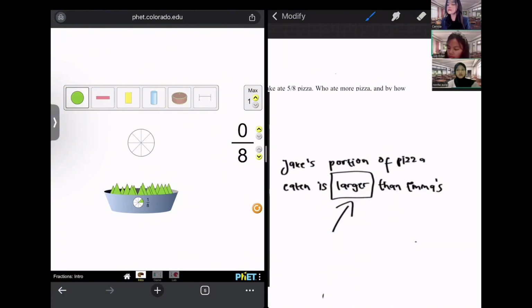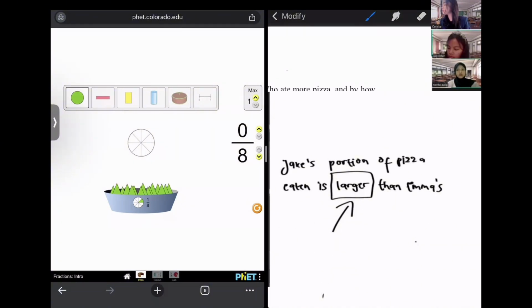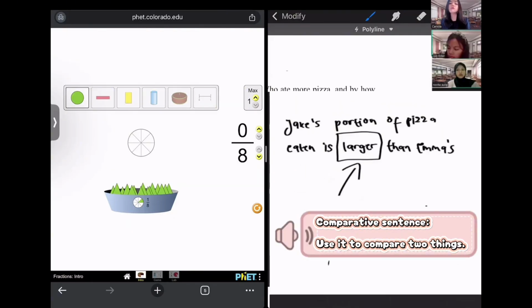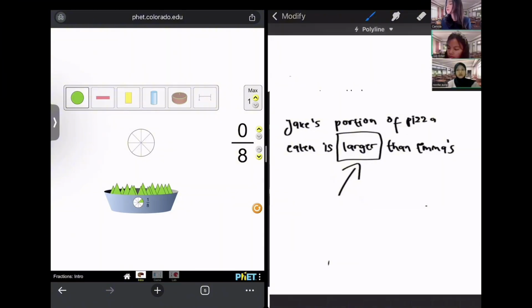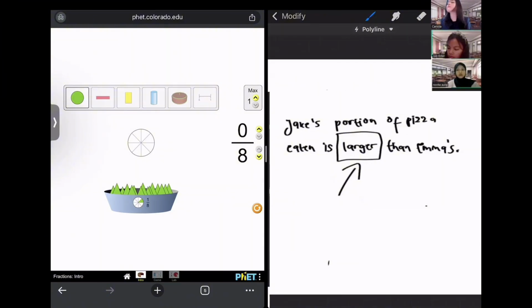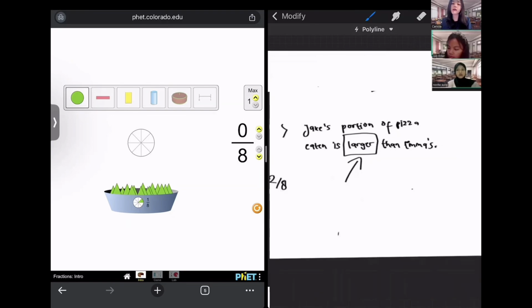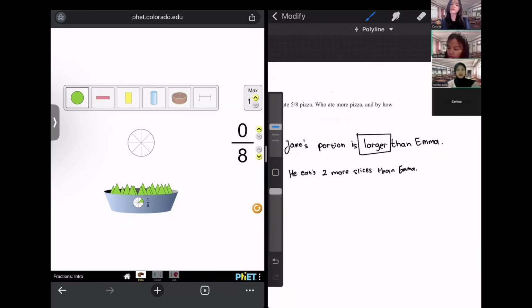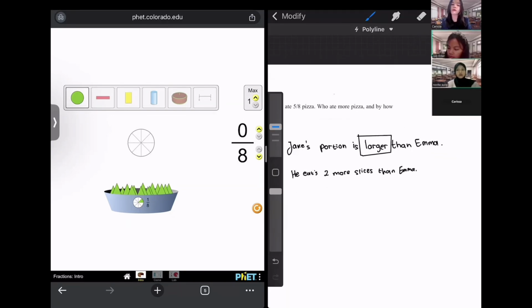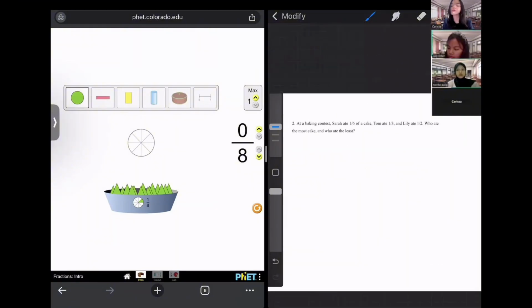So I want you to pay attention to this word right here. Can you repeat after me? Larger. Larger. Okay, larger. So larger is a form of comparative sentences. So what is a comparative sentence, Miss? A comparative sentence is a sentence that we use when we are comparing 2 things. So here, following our story-based fraction problem, we are comparing Jake's and Emma's portions. So now, this is a sample of a comparative sentence.